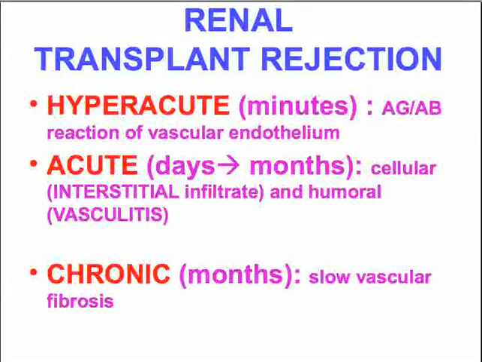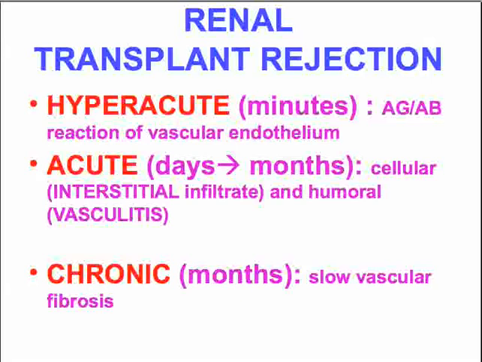In acute rejection, now we're talking about perhaps days to months, we can see the body attacking the graft by infiltrating the graft with cells. One pattern would be an interstitial infiltrate. Another is more of an antibody phenomenon in which the allograft develops a vasculitis due to the presence of antibodies attacking the endothelium of the graft.